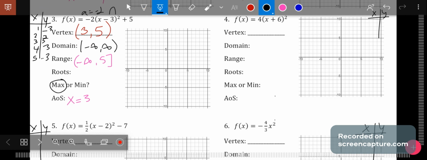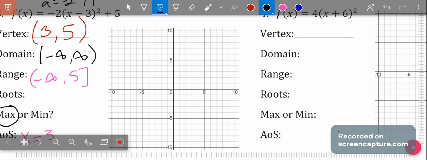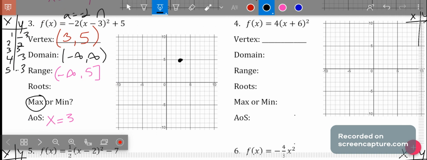We're going to graph these values. So 3, 5 is my highest point. Then we had 4, 3, and 5, -3, and then 2, 3, and 1, -3.